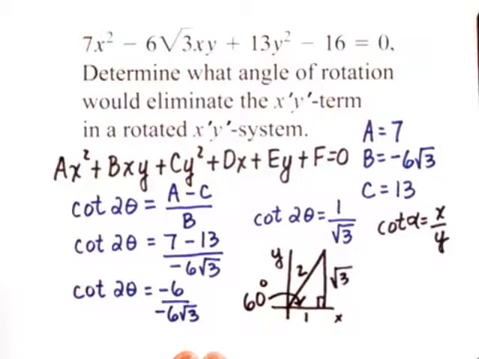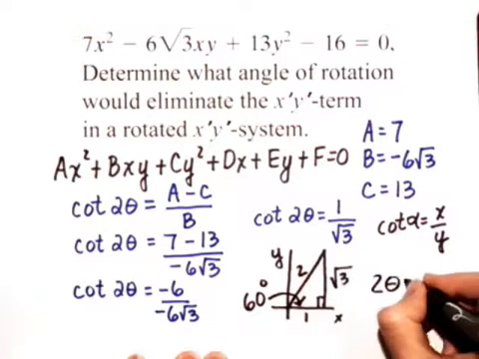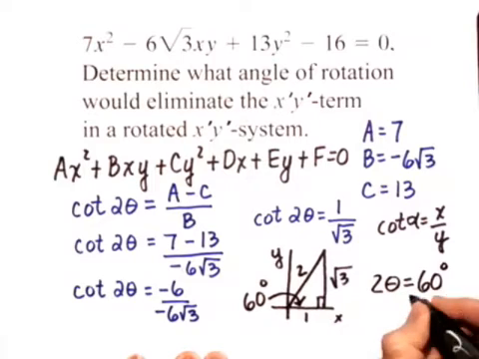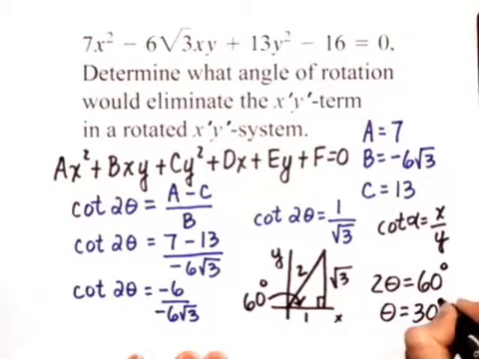60-degree angle. So, therefore, we know that 2 theta would be equal to 60 degrees. Dividing both sides by 2 gives us our answer that theta equals 30 degrees. In other words, we would have to use an angle of rotation of 30 degrees to eliminate the x prime y prime term.